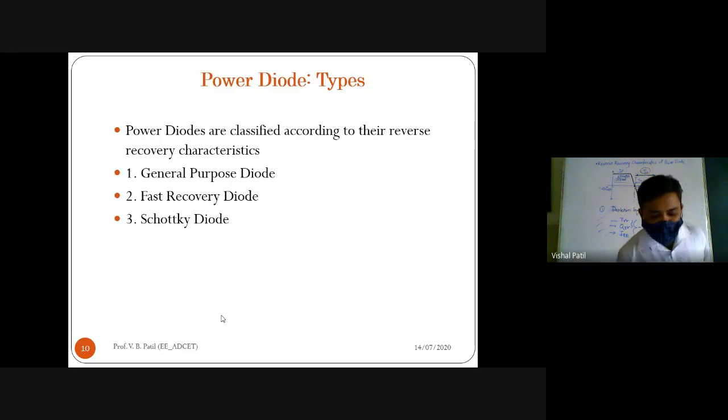Now, based on that, we have the types of power diodes. Power diodes are classified according to their reverse recovery characteristic, like general purpose diode, fast recovery diode, and Schottky diodes. These are the three main types of power diode.